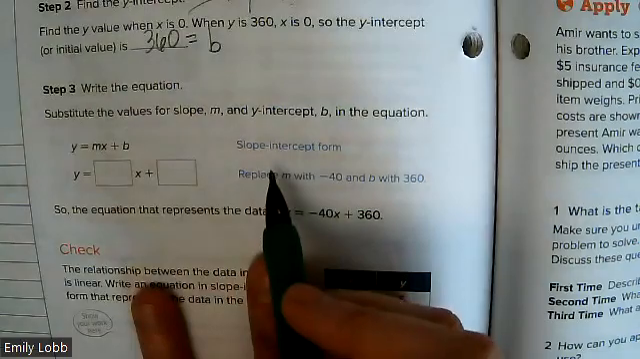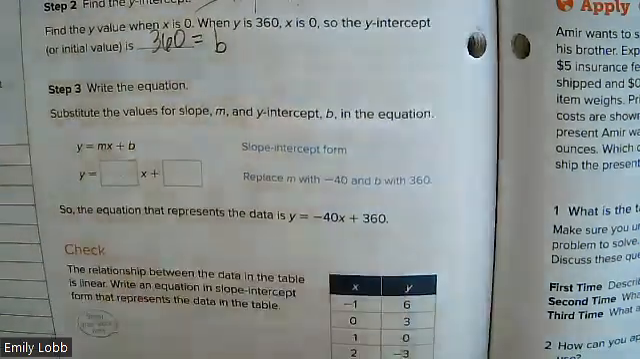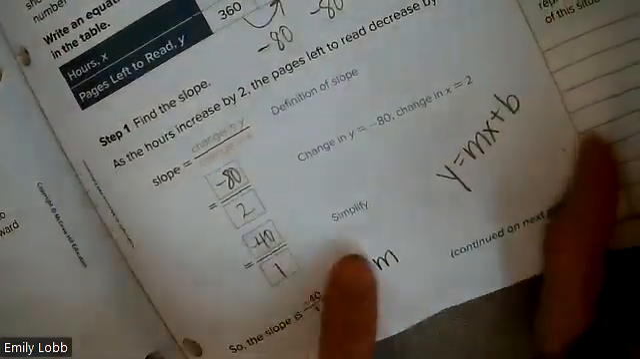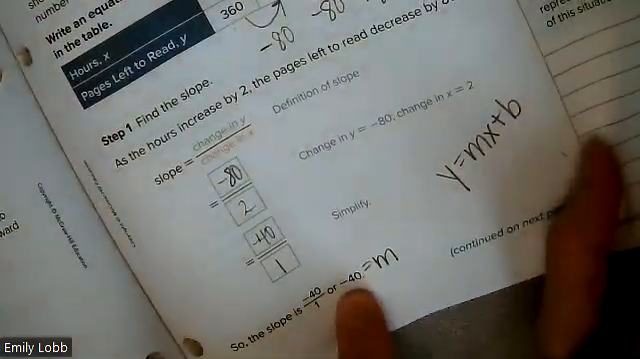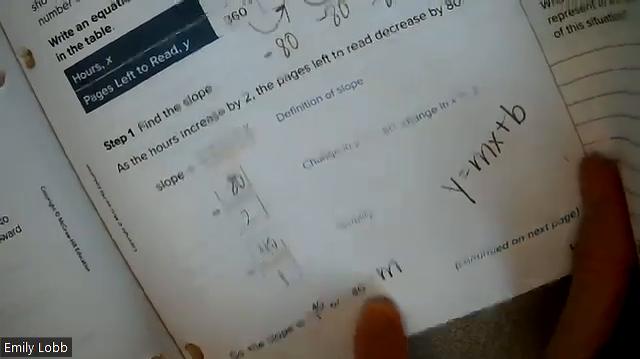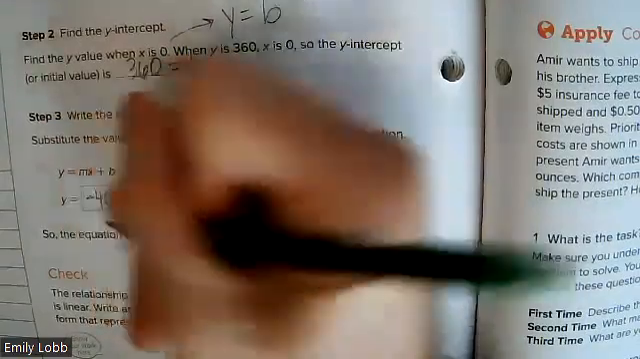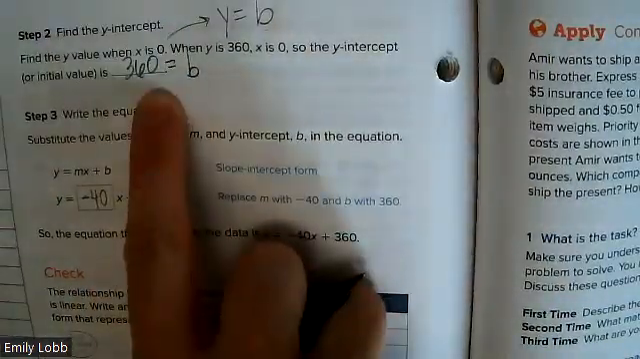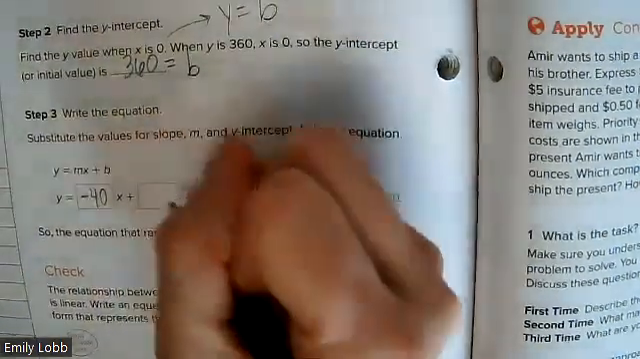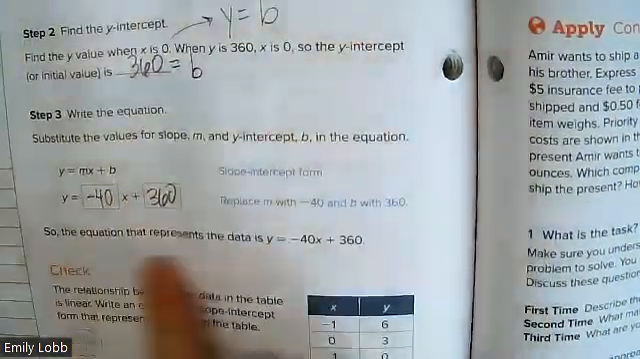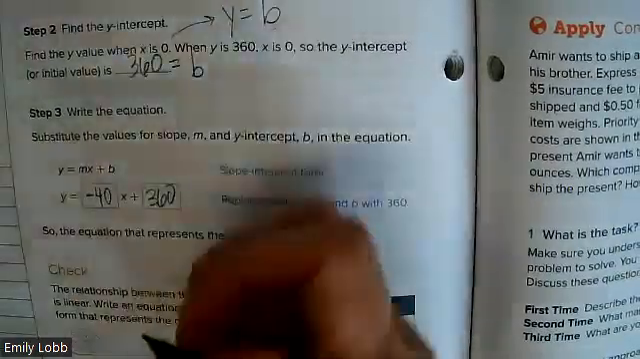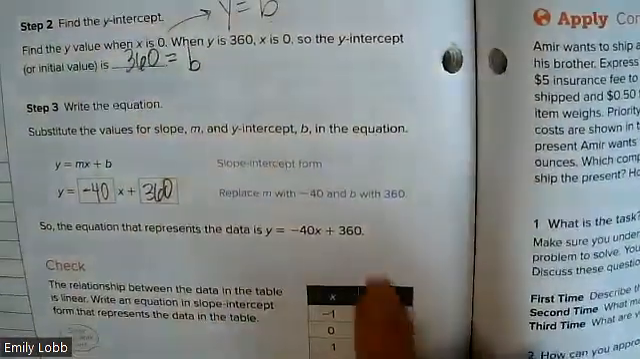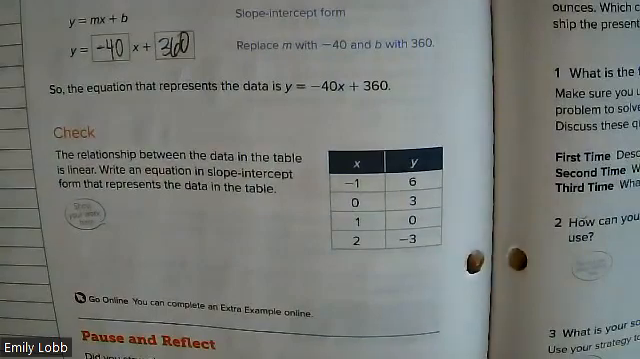Yeah. So here it is. What did we say our m was? We have to flip back and see on this page. We said our m was equal to what? -40. So that's what we're putting here in front of my x. That's my coefficient. And what is b equal to? 360. So the equation that represents the data is y is equal to -40x plus 360.